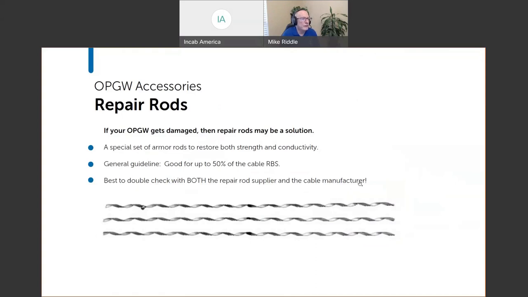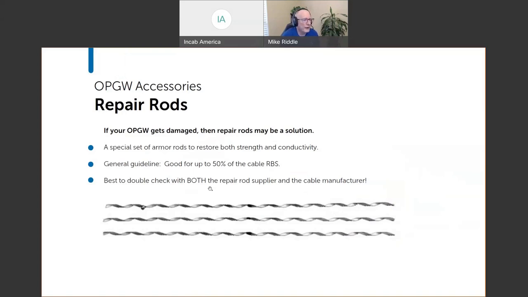Last, repair rods. If your OPGW gets damaged, maybe by a lightning strike or that shotgun damage I referred to earlier, then repair rods can be used. Basically, these are just armor rods with grit to help restore both strength and conductivity. General guideline is that they're good for up to 50% of the cable's rated breaking strength.